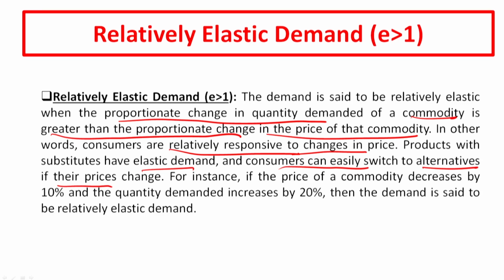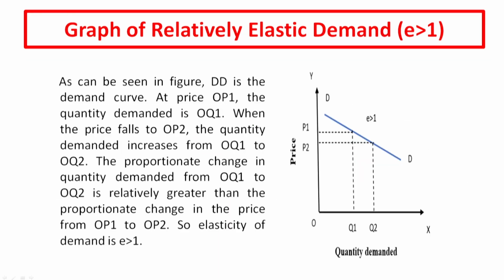For instance, if the price of the commodity decreases by 10% and the quantity demanded increases by 20%, then the demand is said to be relatively elastic demand, and the elasticity is greater than 1. Graph of relatively elastic demand.